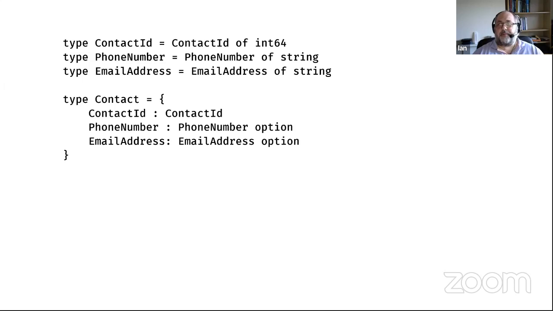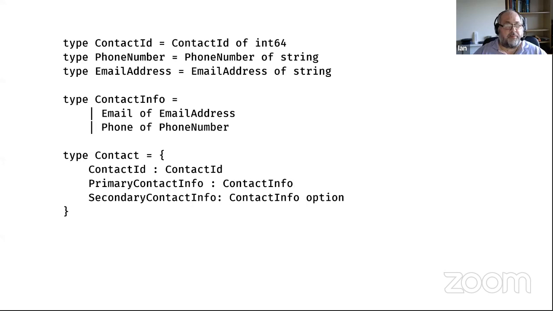So we create a brand new type called contact info that's either an email or a phone. And then I can have a primary contact info, which you have to supply, and a secondary contact info, which is an option. So that's one way of doing this.